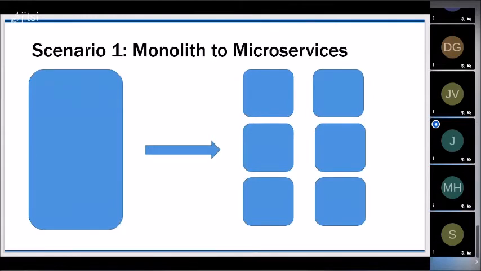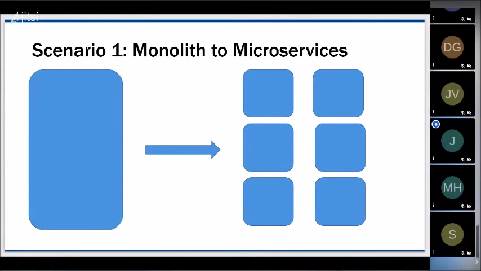So let's say you have a big monolithic application. It's hard to maintain. You want to break it down into some smaller pieces that are easier to maintain. And so you spend a period of time decomposing your giant monolith into a bunch of little microservices. Okay, that's cool. But here's the problem.